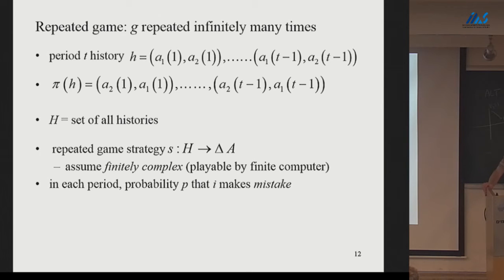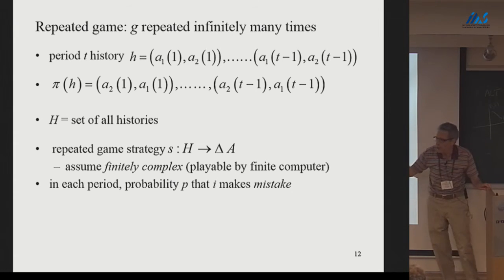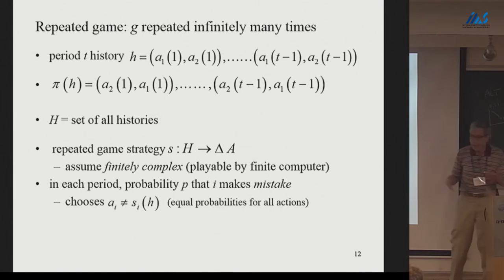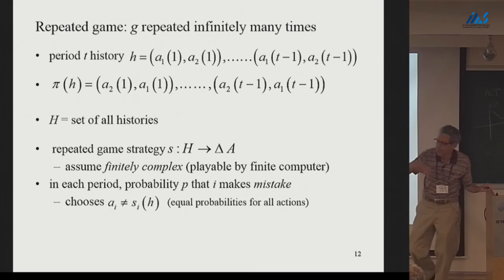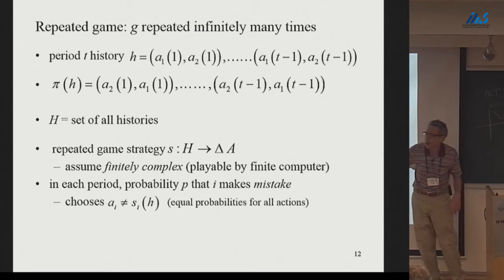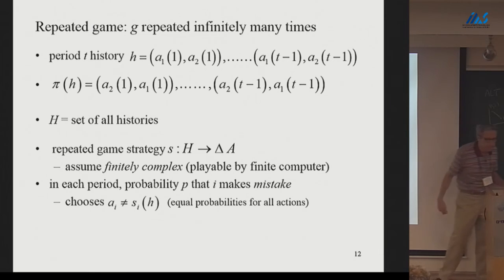So in each period, there's a probability that a player does not execute the strategy S that it's supposed to execute. It makes a mistake, and we'll suppose that, again, this is not essential, but it'll be convenient to assume that all mistakes are equally likely.